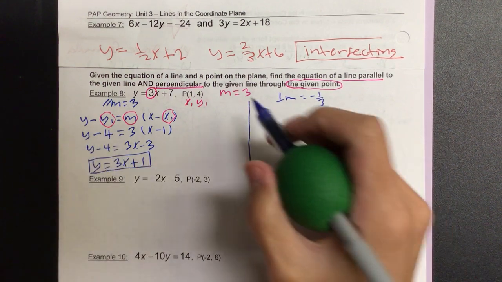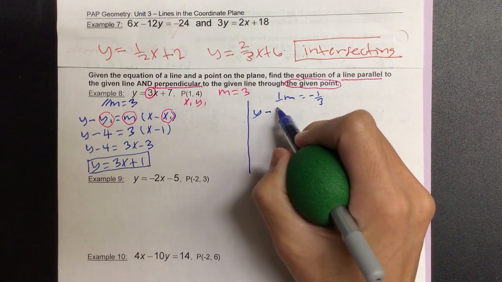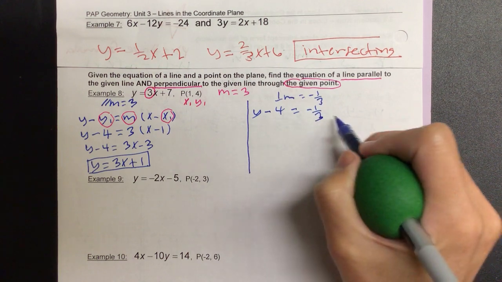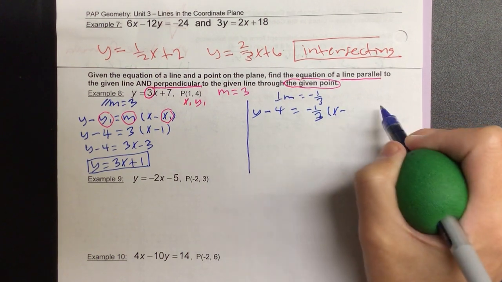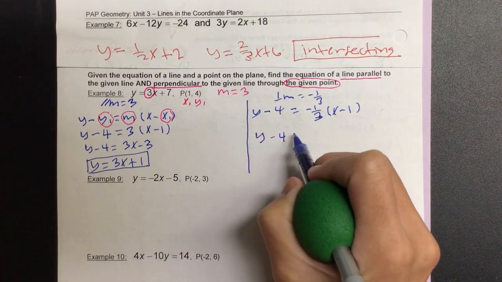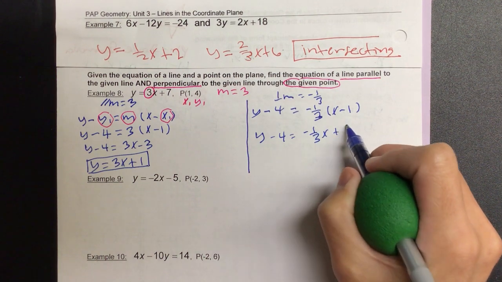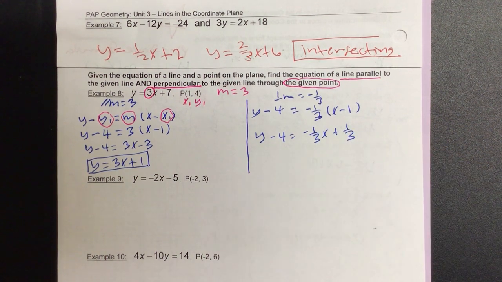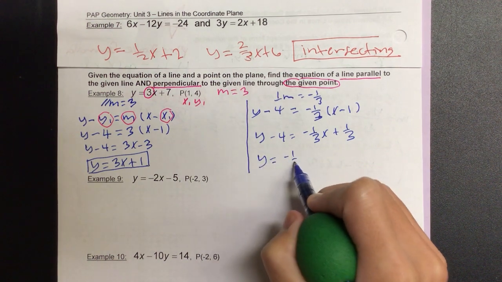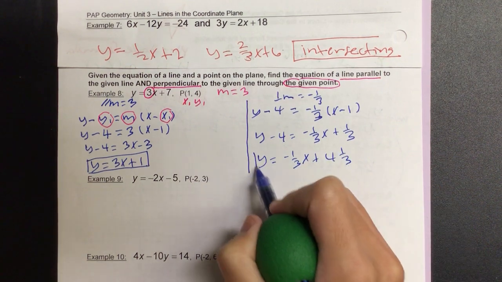Since I wrote the formula once for this problem, I think that's suffice. Y minus 4 is equal to my slope of the perpendicular, negative 1/3, times x minus 1. That's going to give us y minus 4 equals negative 1/3 x, plus 1/3. And our last step is to add 4 on both sides. So we have y equals negative 1/3 x, plus 4 1/3. And we're done.